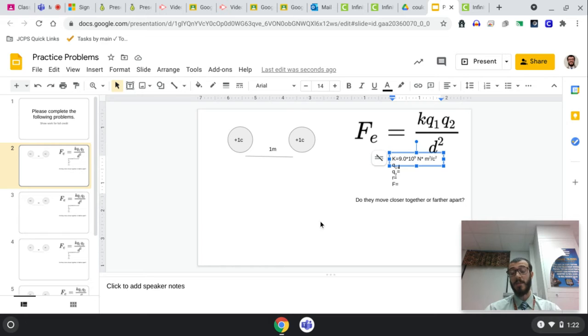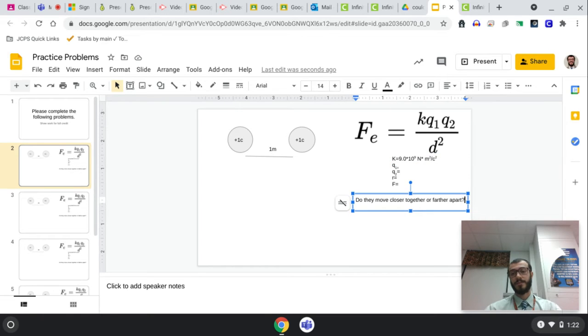So right off the bat, I'm thinking, okay, since both charges are positive, they will move farther apart. That's because like charges repel. I'm going to write that down. So if they were positive and negative, they would attract. But since they're both positive, they're going to push apart from one another. So our force is going to be positive, and it's going to be pushing out. So I already know that before I even do this calculation.